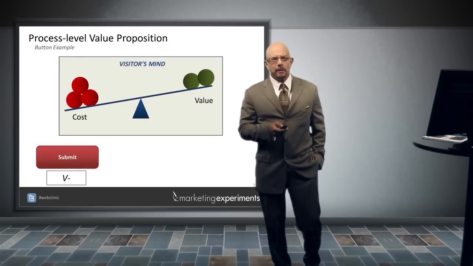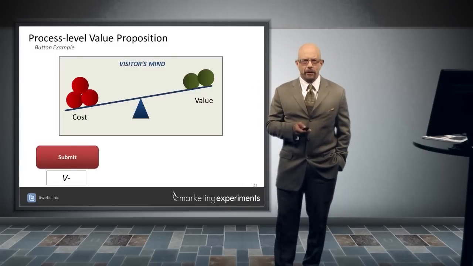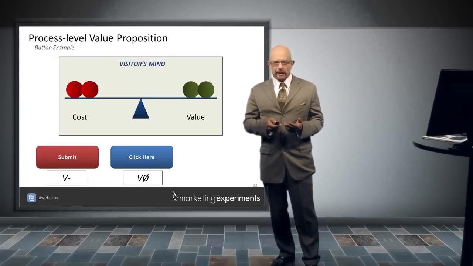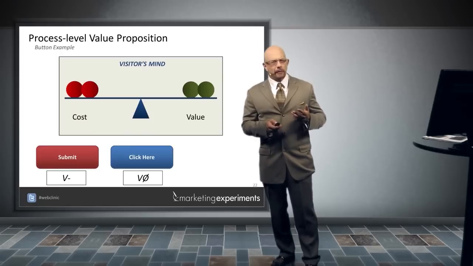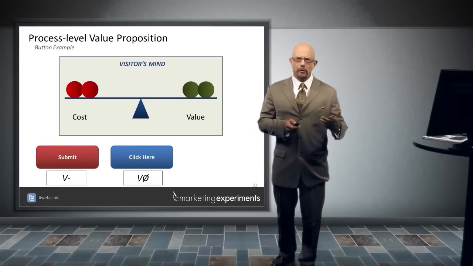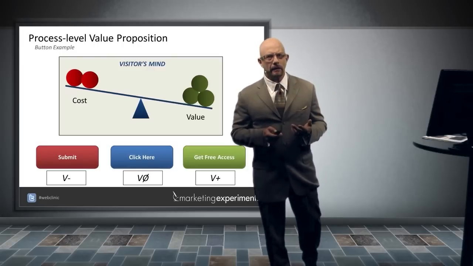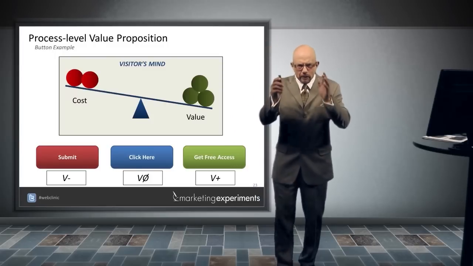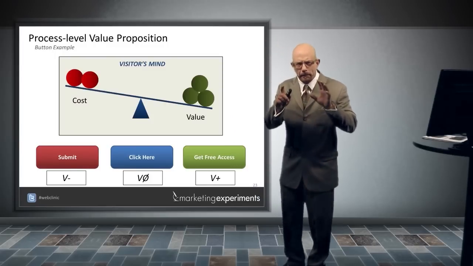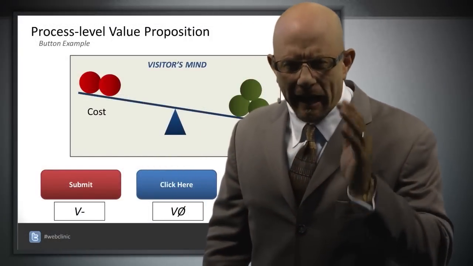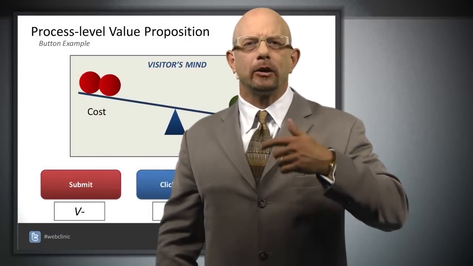The button is asking me to do something and promising me nothing in return. Now here is a sort of value neutral button. It says click here. It's giving me something to do. It's promising me nothing in return, but it isn't especially negative in its implications. What you really need is a value positive. For instance, this button, get free access. Now, I'm just using the buttons to try to communicate to you a simple concept, and that is every single time you ask me to take an action, you have to give me a good reason to do so.